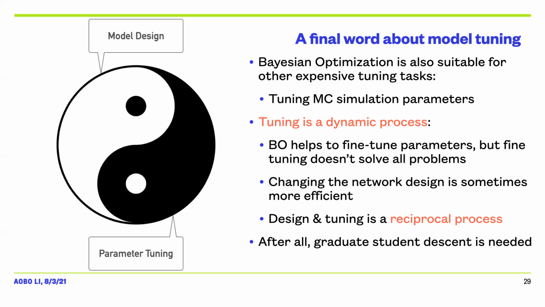A final word about model tuning: Bayesian optimization is also suitable for other expensive tuning tasks, for example, tuning a Monte Carlo simulation. And tuning a machine learning model is a dynamic process. So Bayesian optimization helps you to fine-tune the parameters, but fine-tuning doesn't solve all the problems. Usually, if you find your model is not working very well, you should consider changing the network design instead of just using BO to search for it. So design and tuning is actually a reciprocal process. And that's why we need to actually do graduate student descent instead of just giving everything to the machine.